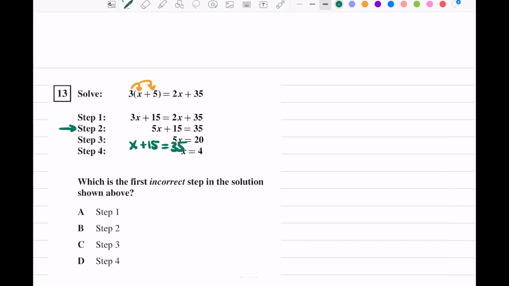And because step 2 is incorrect, steps 3 and 4 are also incorrect. And the question asks, what is the first incorrect step? So that would be option B.